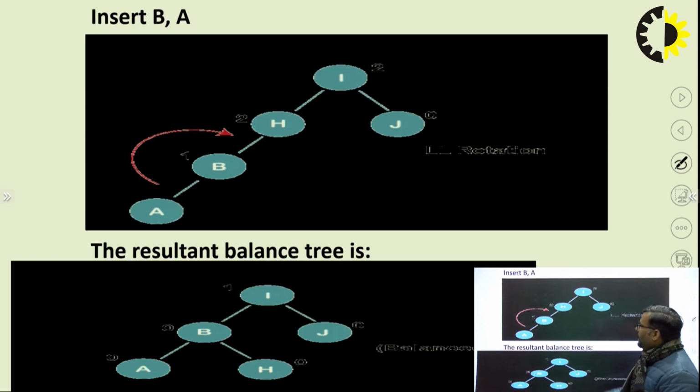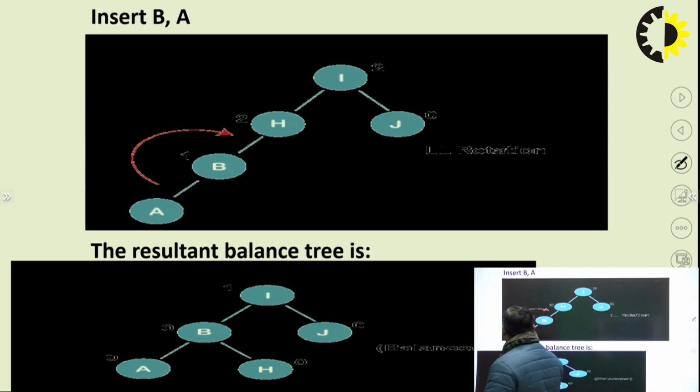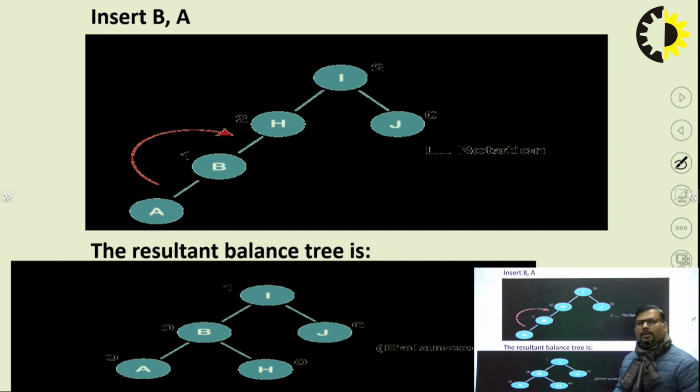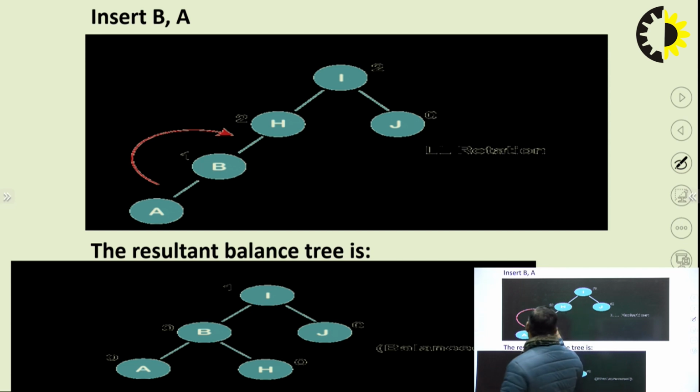Next, again insert B and A. B and A are smaller than H, that's why we will insert B and A on the left side. H, then B, then A. Again insert and again check the balance factor.